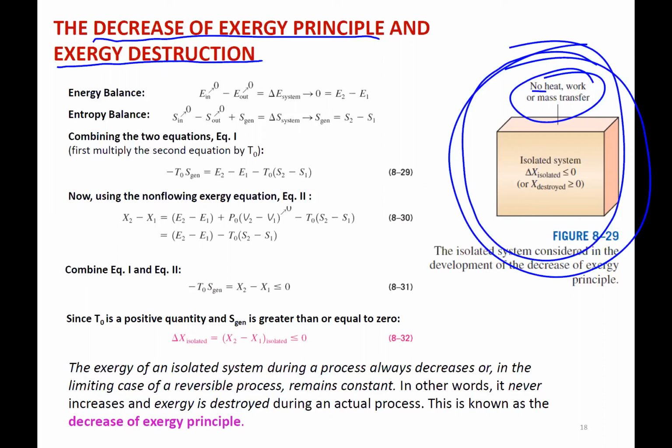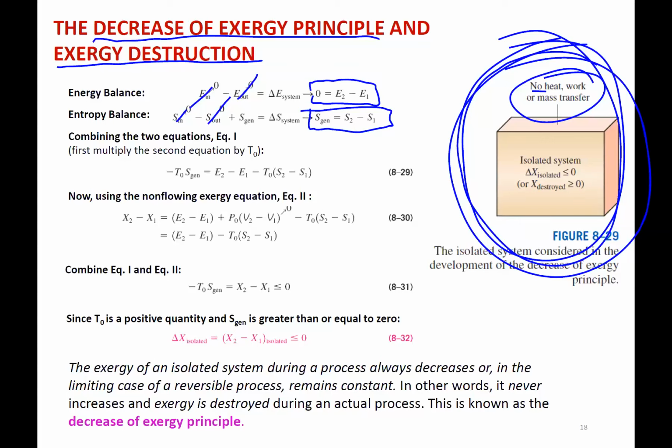So if we set up that big boundary, then there's no energy going in or out, and no entropy going in or out, because heat transfer is inside our boundary and there's no mass transfer. So then we just have the change in energy of our system, and then we have Sgen equal to the change in entropy of our isolated system. Okay, well, we can combine those.